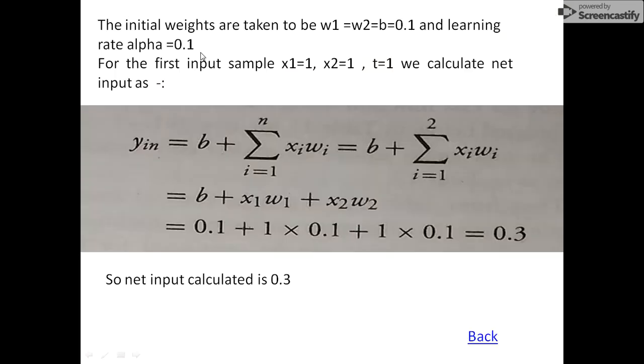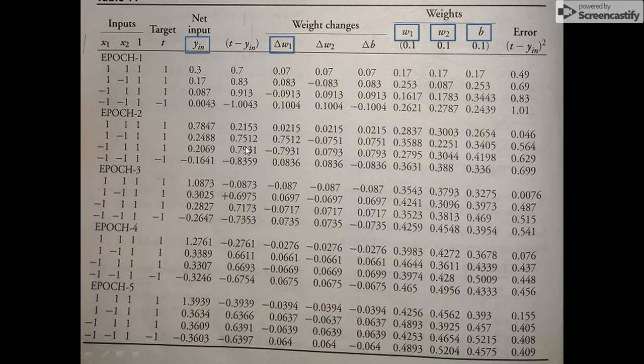We calculate net input using a formula: yn is equal to bias plus the summation of xi times wi. Here b is 0.1. We have initially taken these specific values for the weights: for w1, w2, and bias, the initial weights are 0.1. For the very first calculation we take the initial values. So 0.1 into 1 is the bias, plus x1 is 1 with w1 again 0.1, and x2 is 1 with w2 again 0.1. The sum of all these values will be 0.3, so yn is 0.3, which we have placed over here.